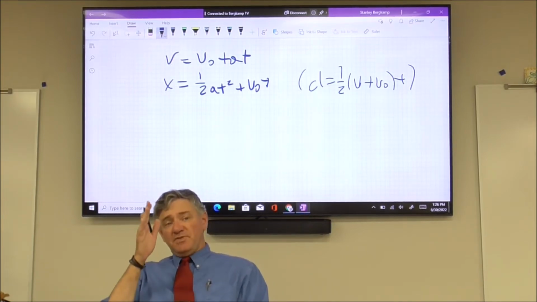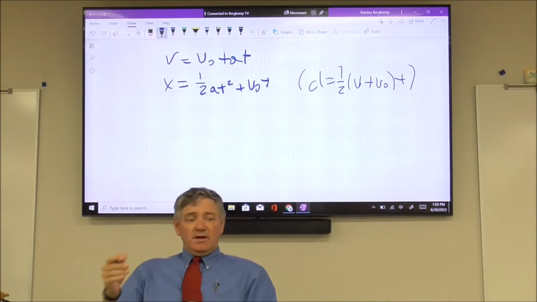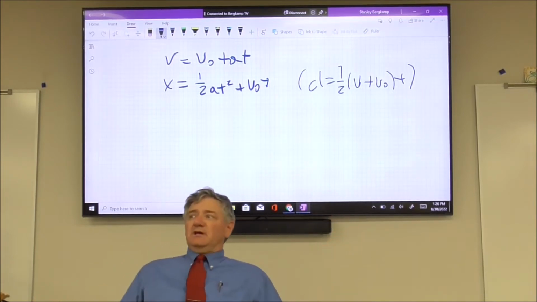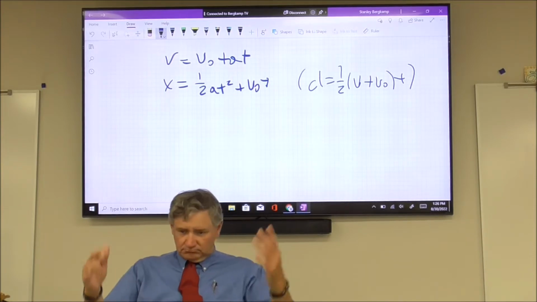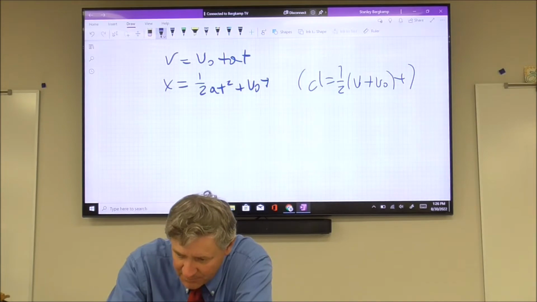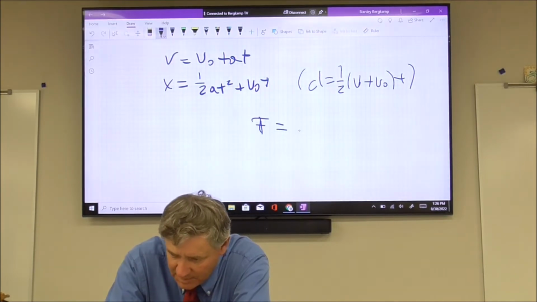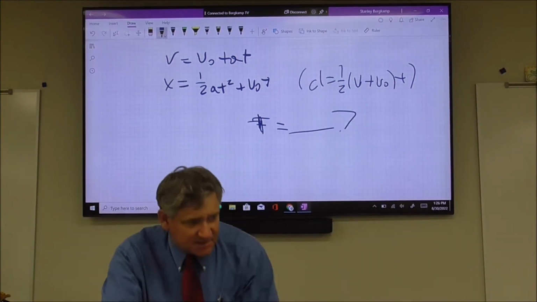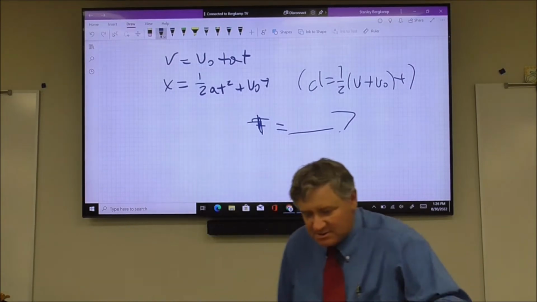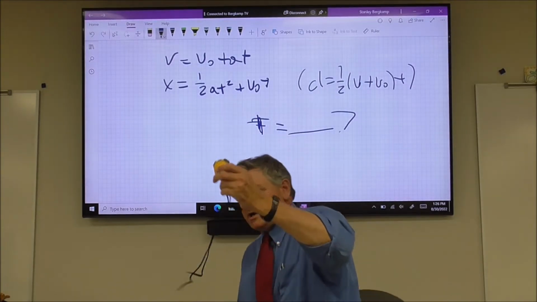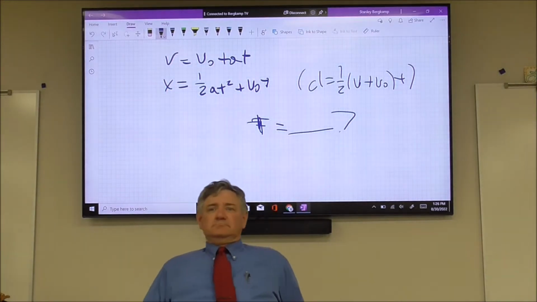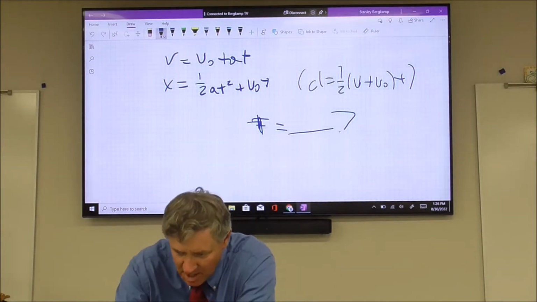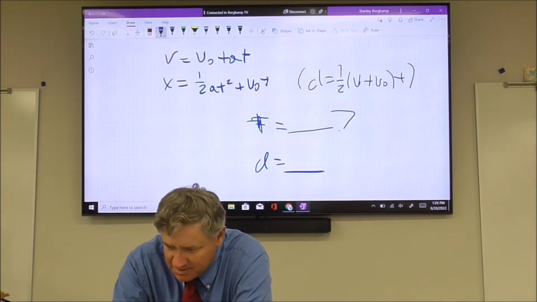What are some things that we could measure as that cart speeds up? Keaton, tell me one thing that I can measure. I guess the time it takes to get to a certain point. Okay, I can measure time. I happen to have a stopwatch just for such an occasion. What else can I measure? Distance. I can measure how far it's going to go.